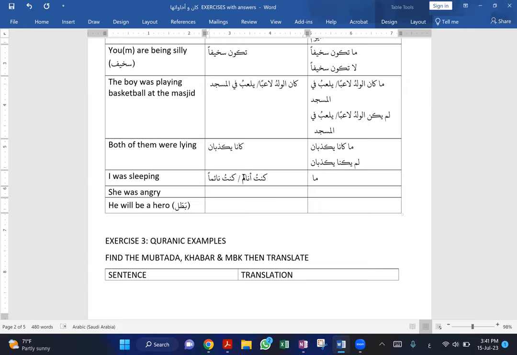So Kana, we said Kana is jumla ismiya. When you're treating it, you look at mubtada khabar. That's when it's a positive sentence. When you're coming to negate it, now you look at it as a fi'l. You ask yourself, is it past? Is it present? Is it future? Then you negate it according to the tense. So ma kuntu anamu, or you can say ma kuntu na'iman.